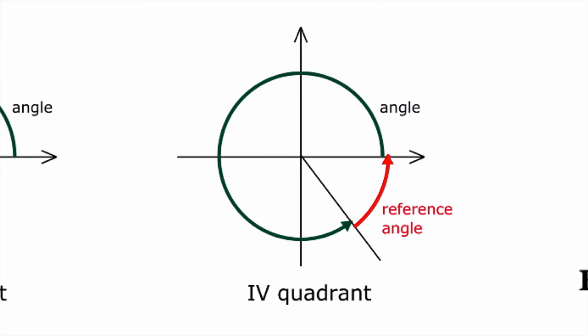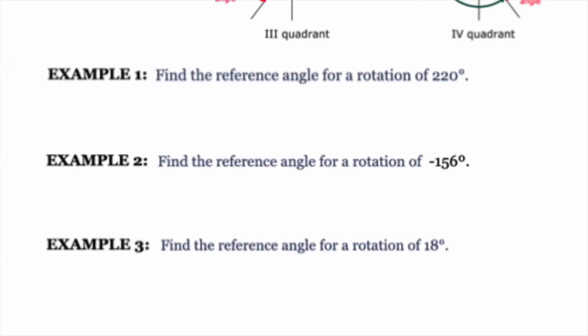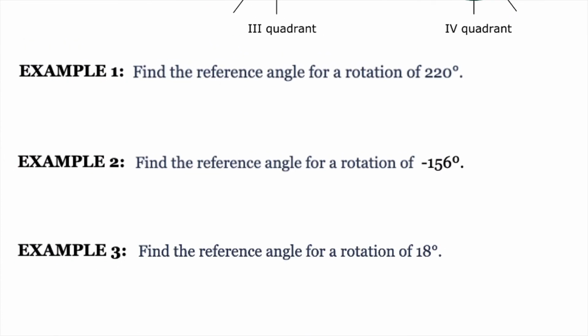Okay, so we're going to do a couple examples. Let's do example number 1. They want a reference angle for 210 degrees. First thing I'm going to do is draw a picture. Doesn't have to be a perfect picture, but a picture that will give me what's going on. So 220. Which quadrant is 220 going to be in? Quadrant 3, right?